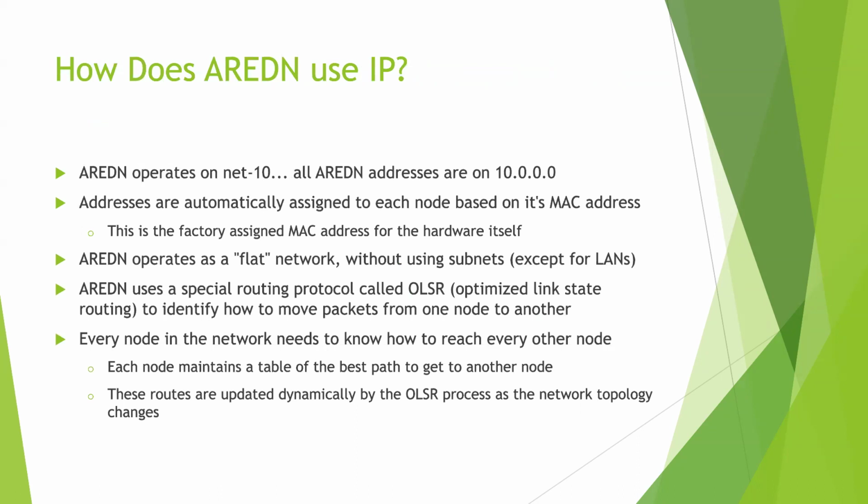All right. How does AREDN use IP? So we've talked about AREDN in the past. AREDN is the Amateur Radio Emergency Data Network. The concept is to use Wi-Fi wireless ISP equipment to do IP networking on amateur radio frequencies. Okay. So AREDN operates on net 10.